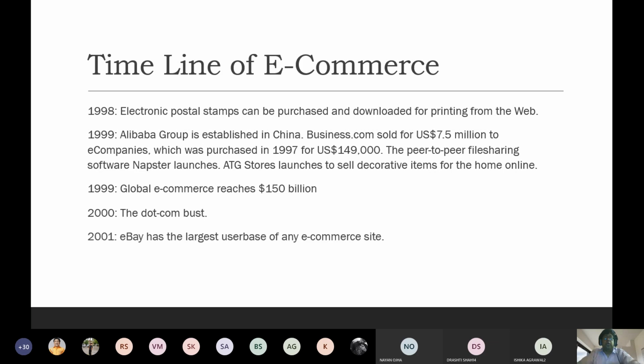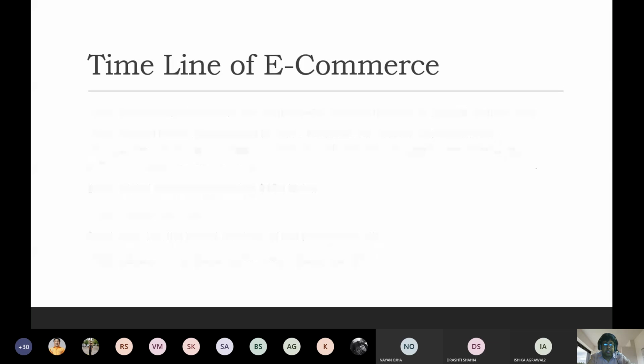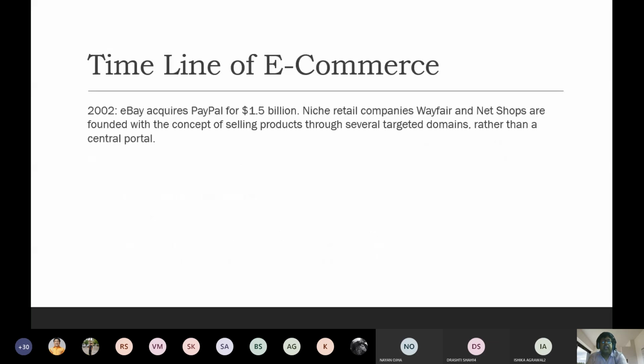Right. In 2001, eBay had the largest user database any e-commerce website could have. In 2001, Alibaba.com achieved profitability, within just 2 years. And in 2002, eBay acquired PayPal.